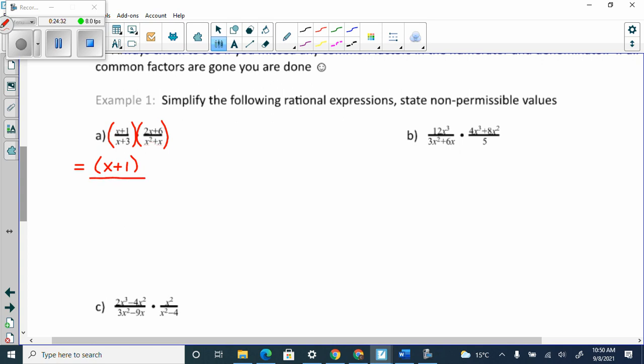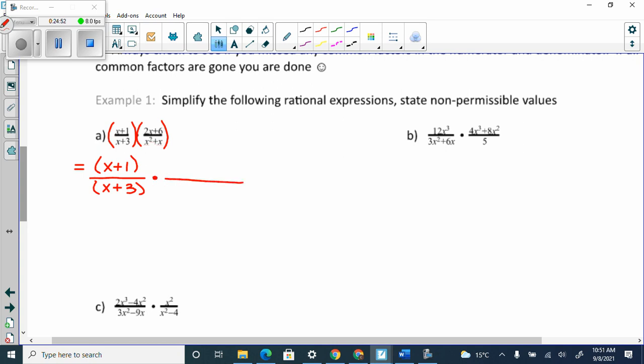On the bottom, I have an x plus 3. Can I take anything out of it? Is it a difference of squares? Nope. It's simplified as low as it can go. So what am I going to do? I'm going to go x plus 3, and I'm going to put brackets. Then I'm going to show the multiplication symbol because I like it better that way.